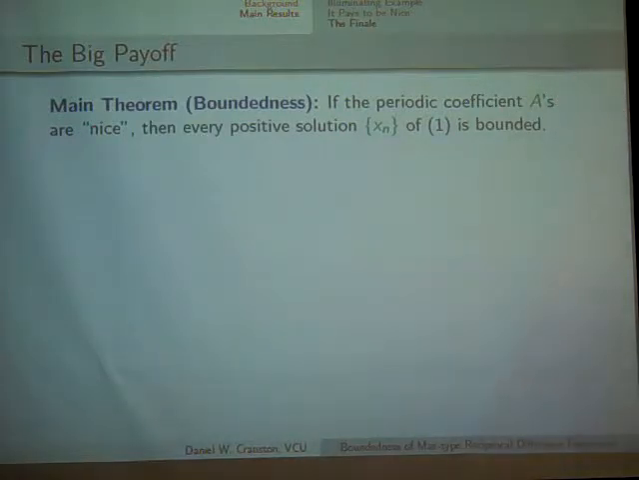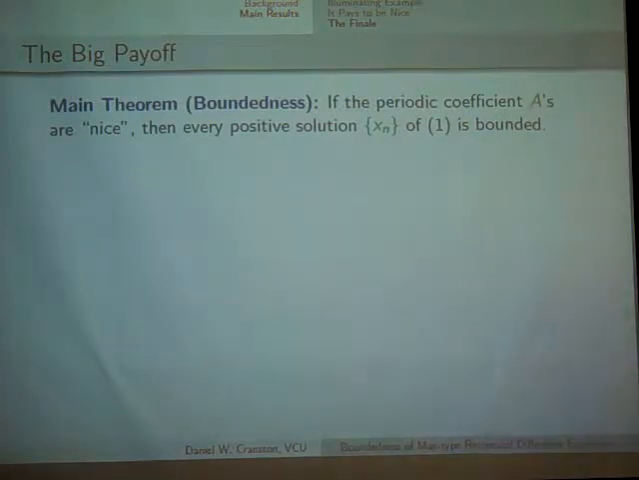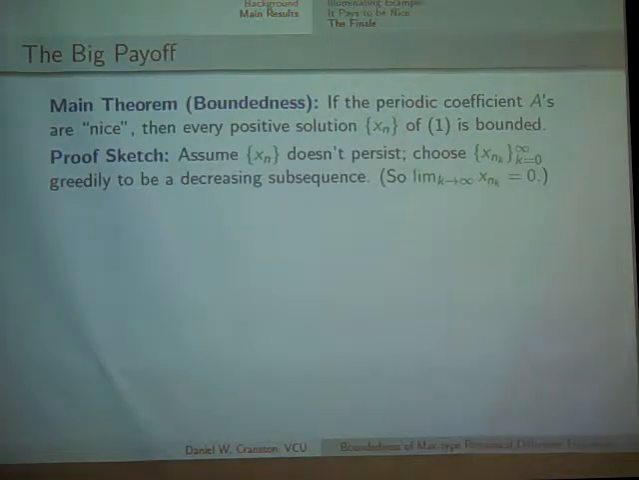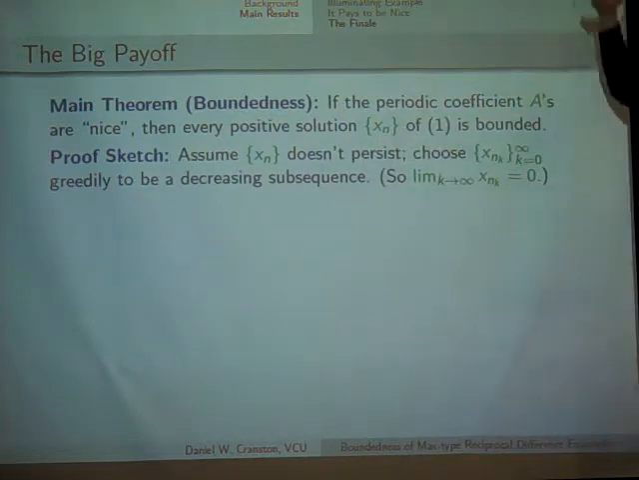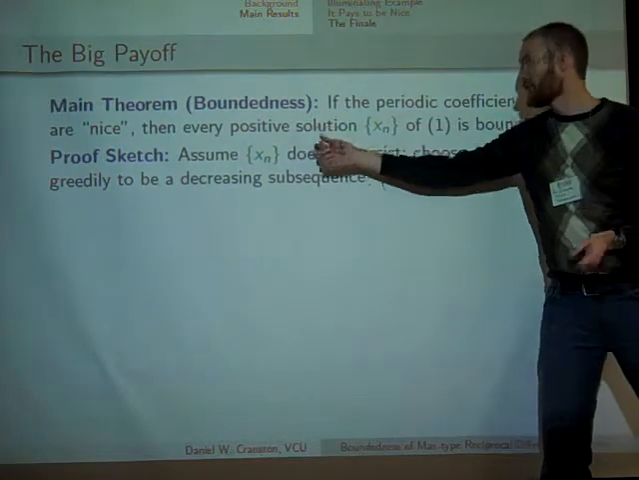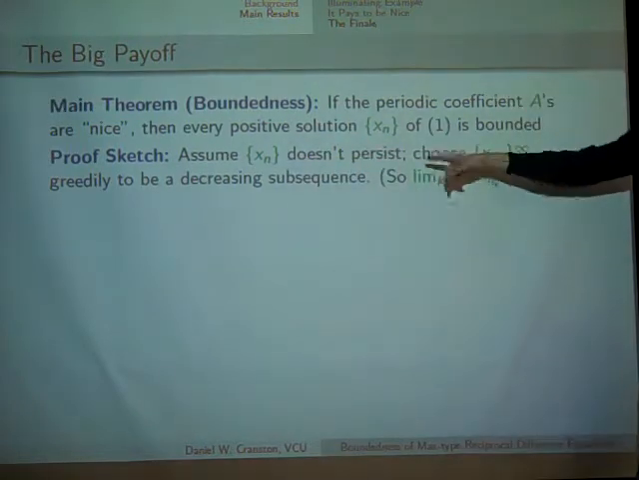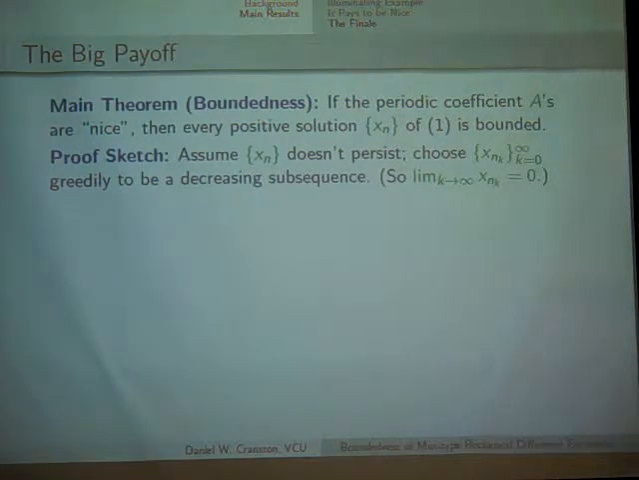So this is what we wanted to prove. If the periodic coefficients are nice, then every positive solution of (1) is bounded. Okay? So what are we going to do? Just what we said on one of the first slides, we assume that the solutions are unbounded, so there's some subsequence that goes to 0 and does not persist. The only way you can get unbounded is if you're taking reciprocals of things that are going to 0. And so now we're going to choose some subsequence of these that doesn't persist.